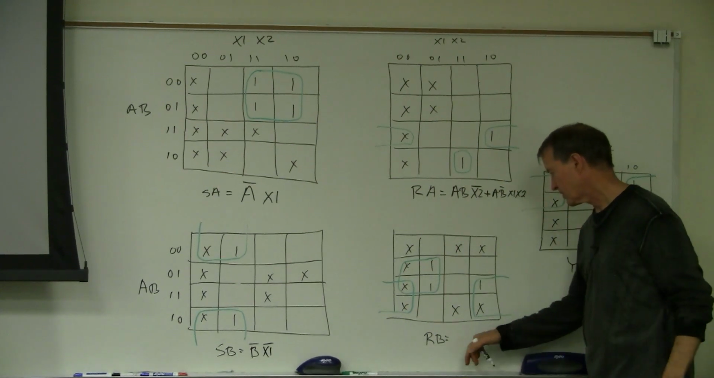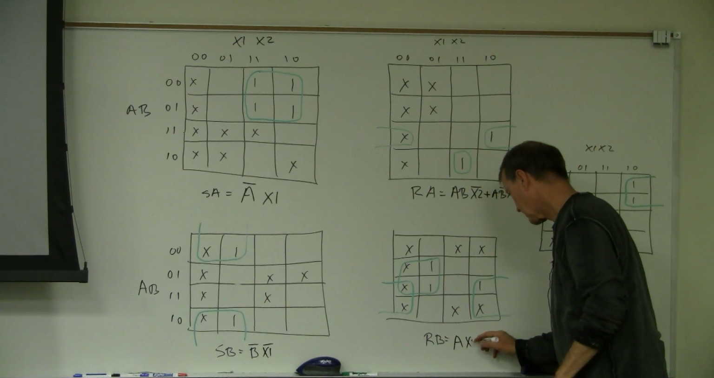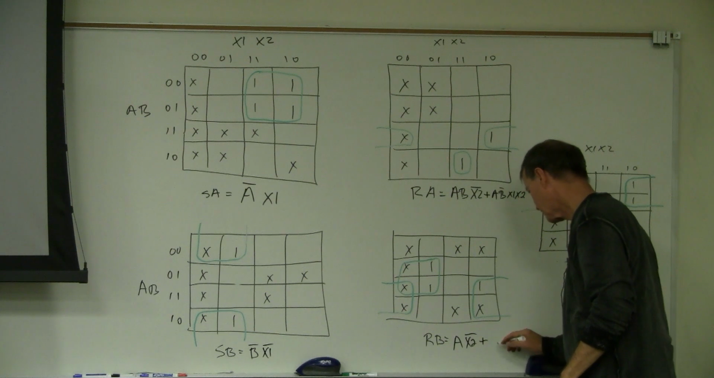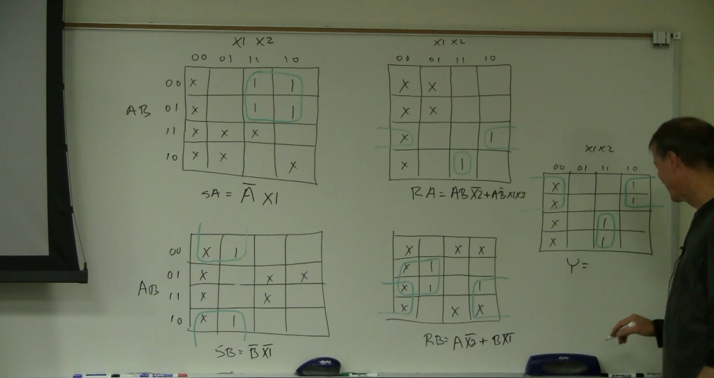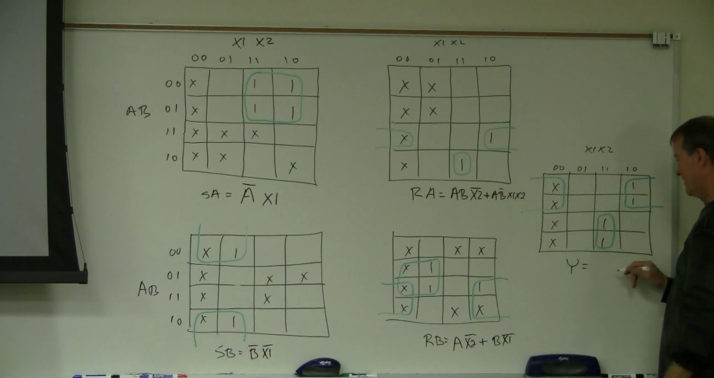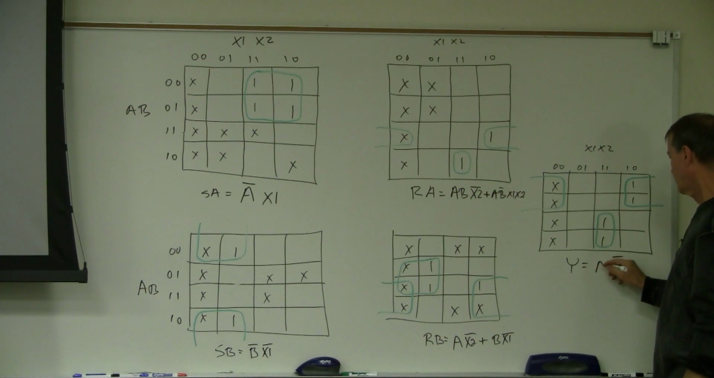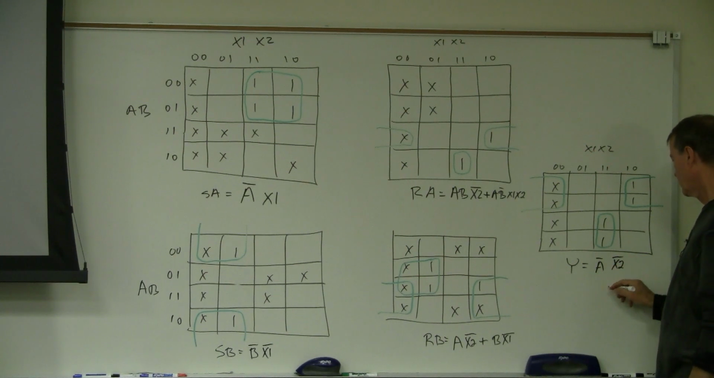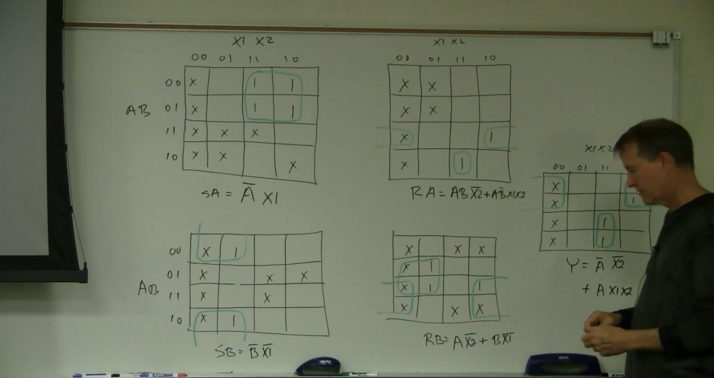Yes. Okay, what about this one? A, x2 bar, or B, x1 bar. We skipped, so do you want to do Y? What's this one? x2 prime, A prime, and then or A, x1, x2. Is everybody checking this all right?